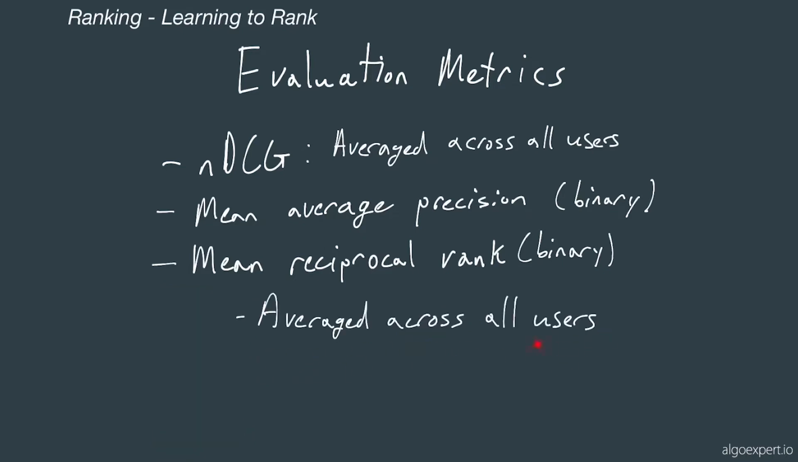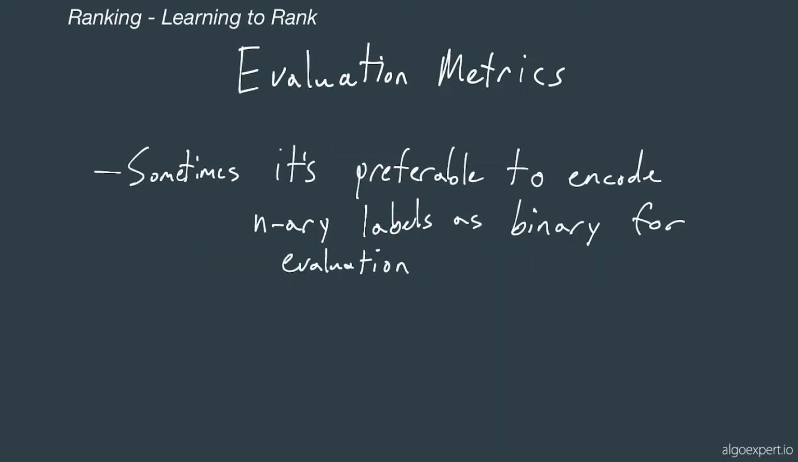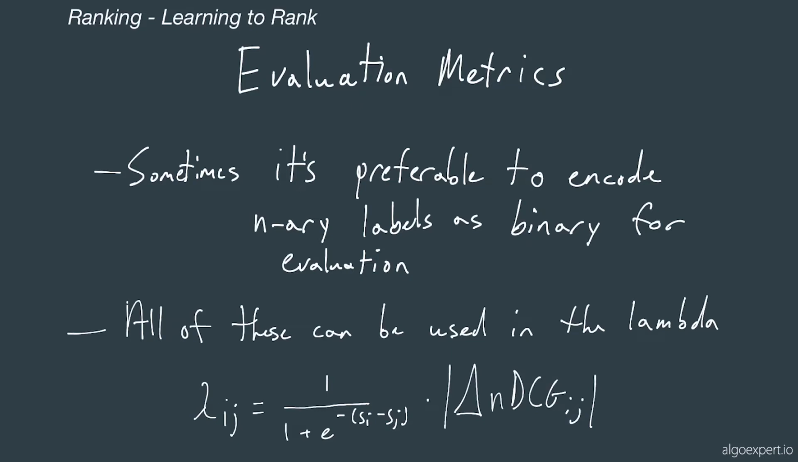Now, we're using users here, but again, this could be queries or search terms to be used in an information retrieval model. Now, moving on, sometimes it is preferable to encode your n-ary labels, which we saw in implicit relevance feedback, as something binary so that we can use those binary evaluation metrics just for another perspective. As well, all of these evaluation metrics that we talked about can also be used in the lambda. So here we have NDCG, but we can also use MRR and we can use MAP.